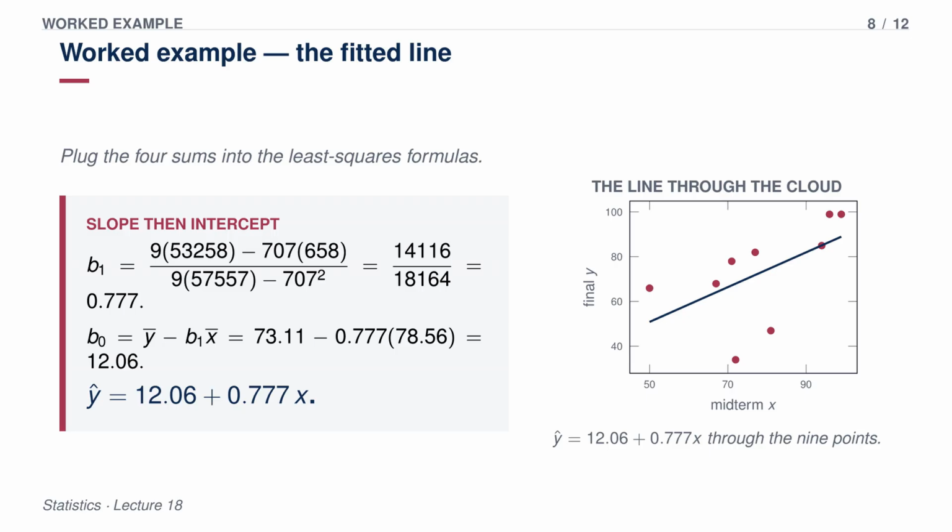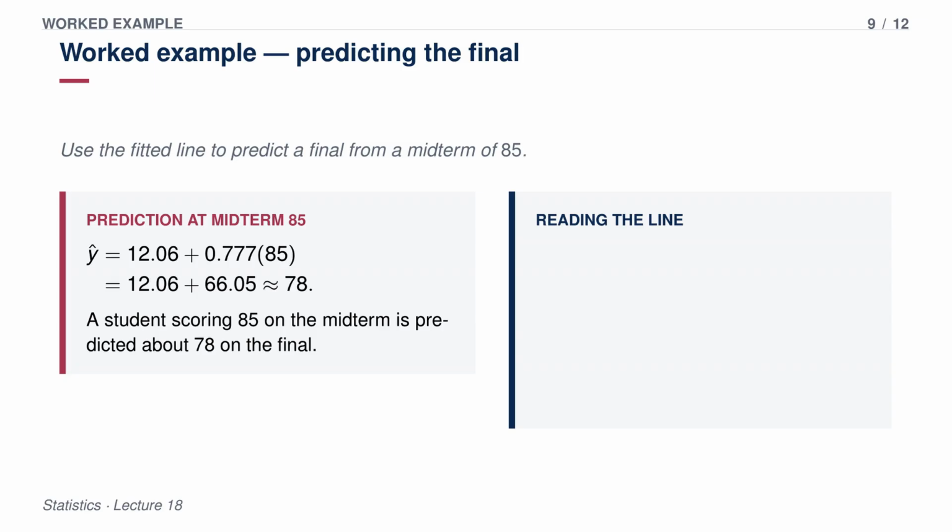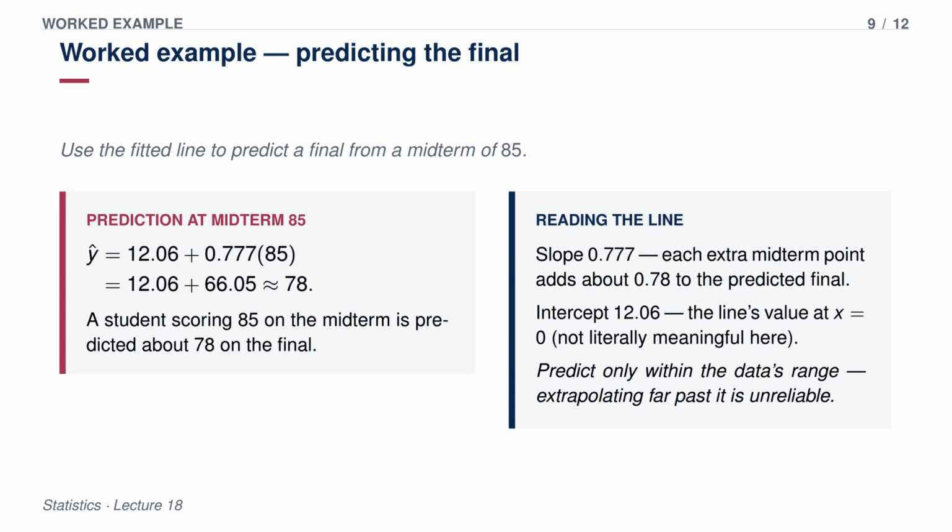And on the right, that's exactly what you see, the line running right through the 9 points, catching the upward lean. Now use it. Suppose a student scores 85 on the midterm. What final does the line predict? Y hat equals 12.06 plus 0.777 times 85. 12.06 plus 66.05 is about 78, so a midterm of 85 predicts a final of about 78.